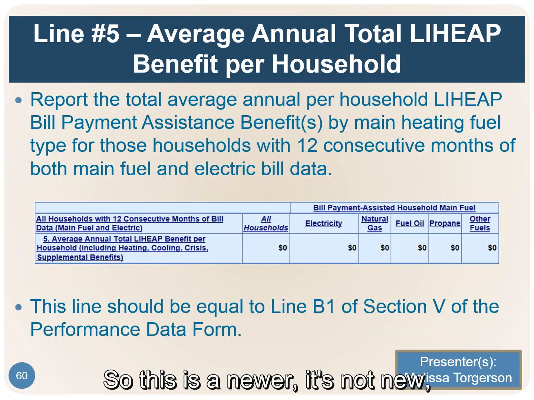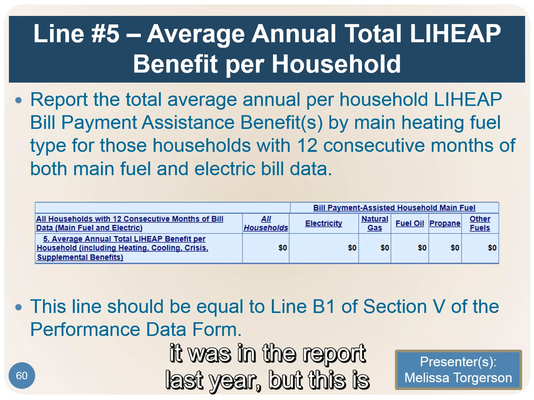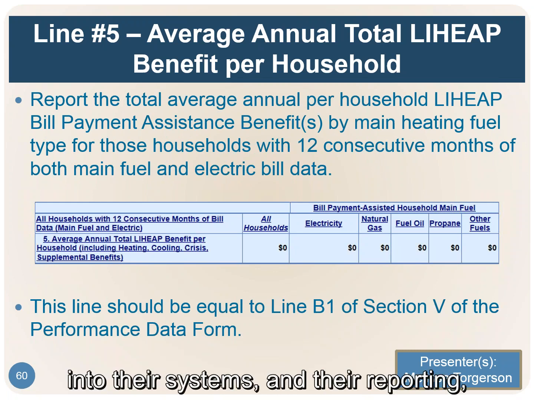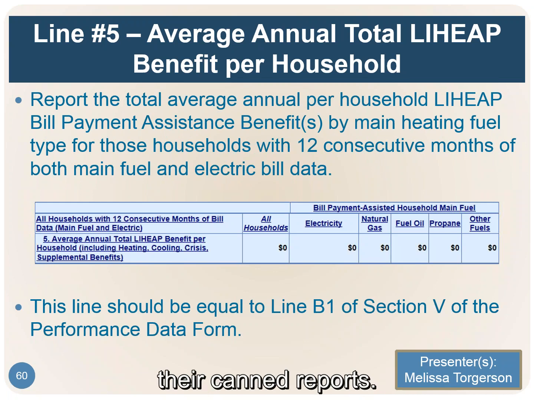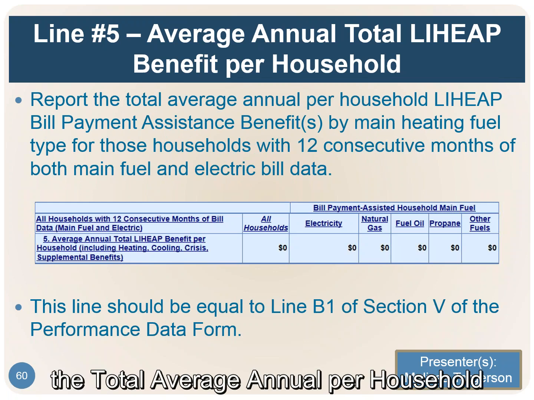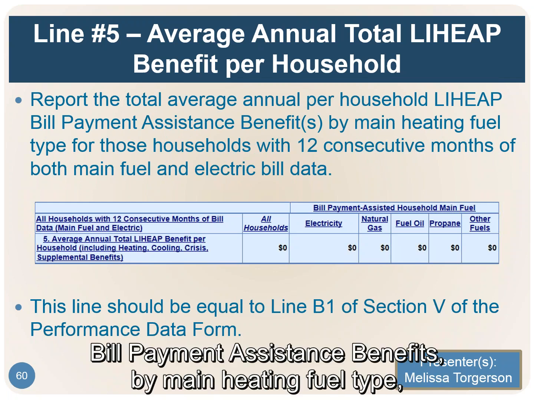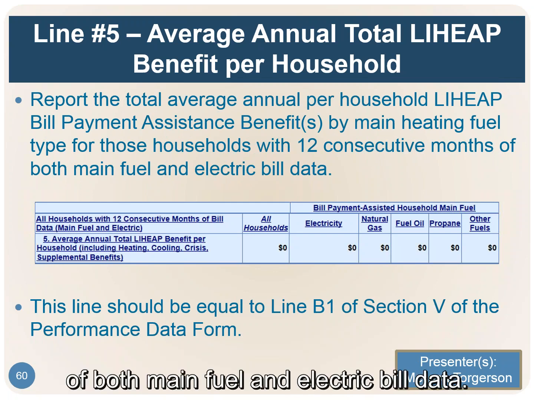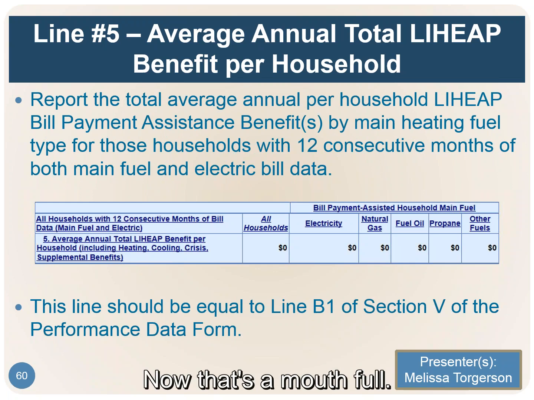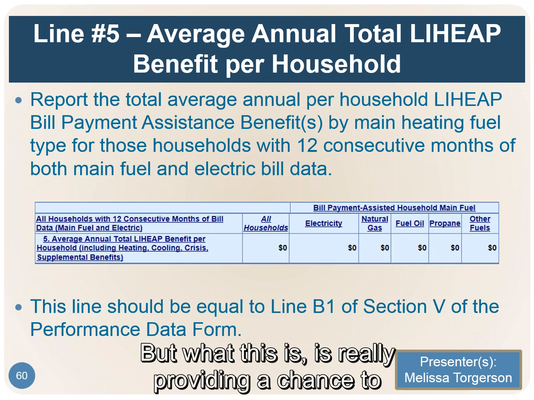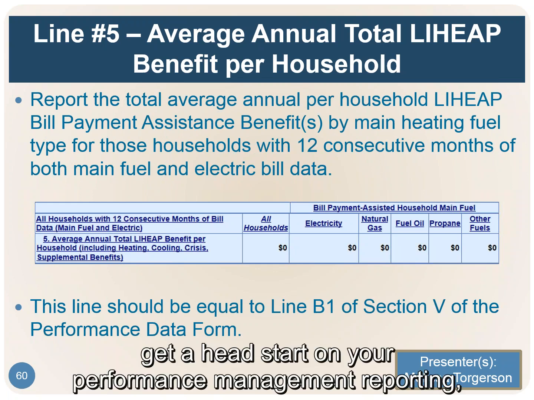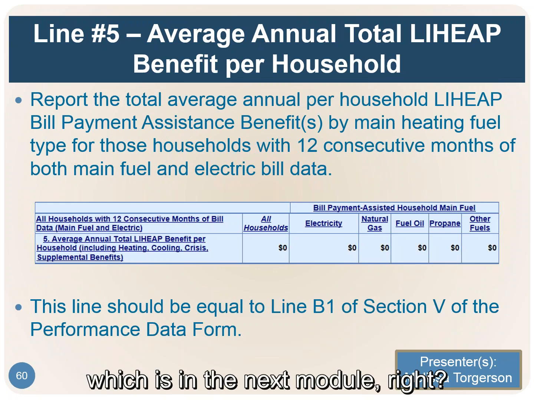So this is a newer component. It's not new, it was in the report last year, but folks are still building it into their systems and their reporting, their canned reports. This is a chance to report the total average annual per household bill payment assistance benefits by main heating fuel type for those households with 12 consecutive months of both main fuel and electric bill data. Now that's a mouthful, but what this is really providing a chance to do is get a head start on your performance management reporting, which is in the next module, right?